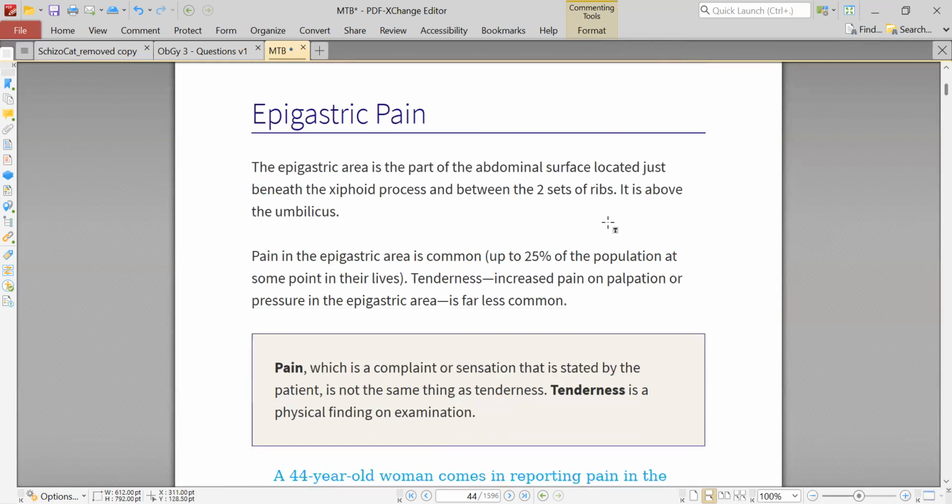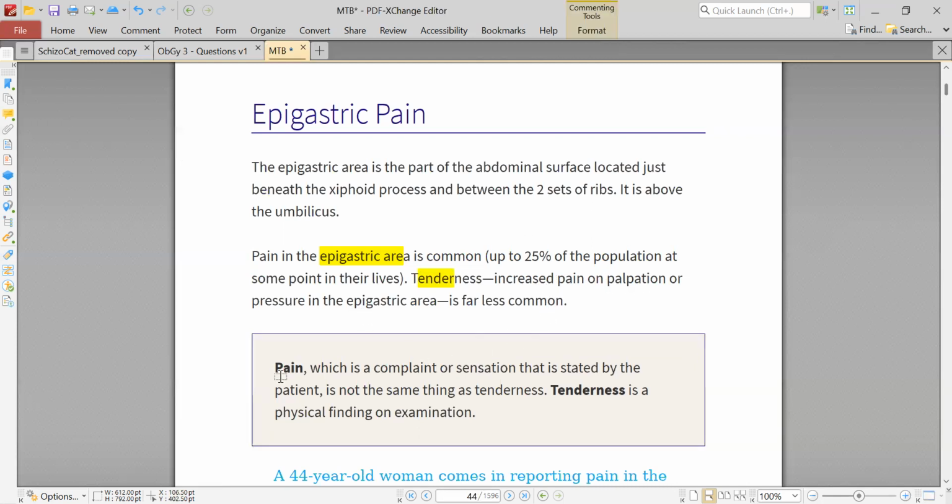Now coming to epigastric pain. The epigastric region is the part of the abdomen located beneath the xiphoid process and the lower ribs. It is above the umbilicus. Pain in the epigastric area is common. 24% of the population at some point in life will have pain in this epigastric area.